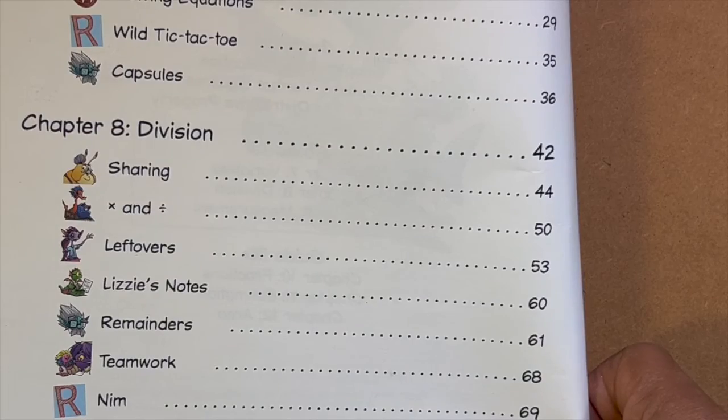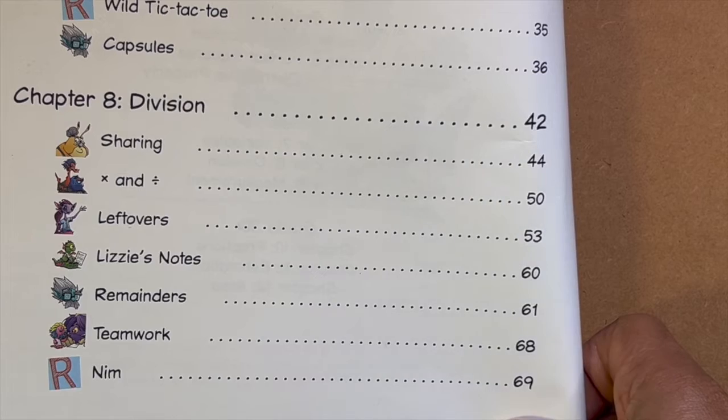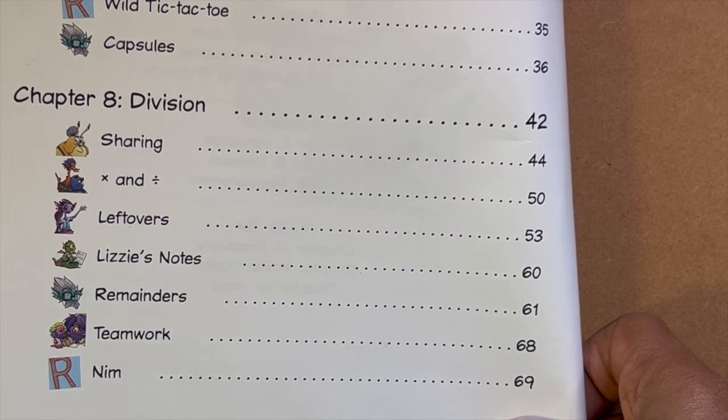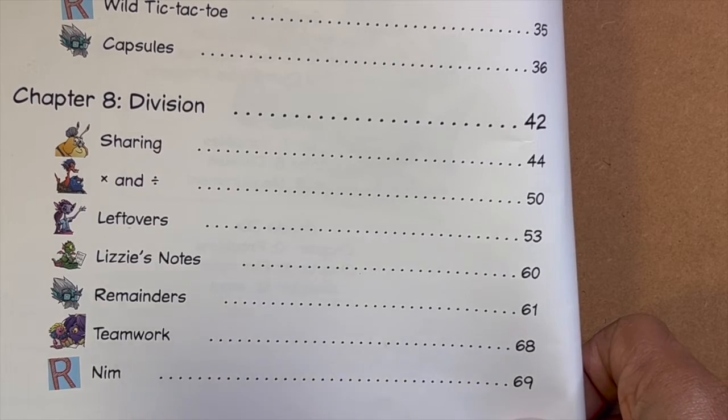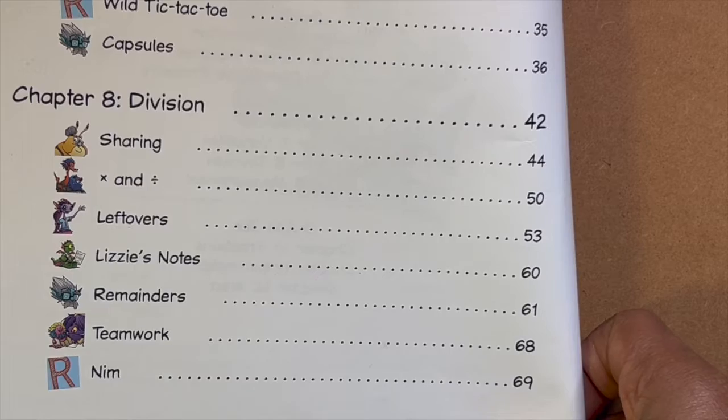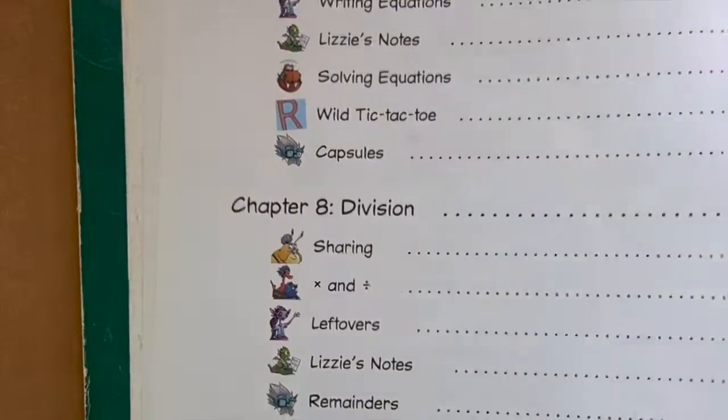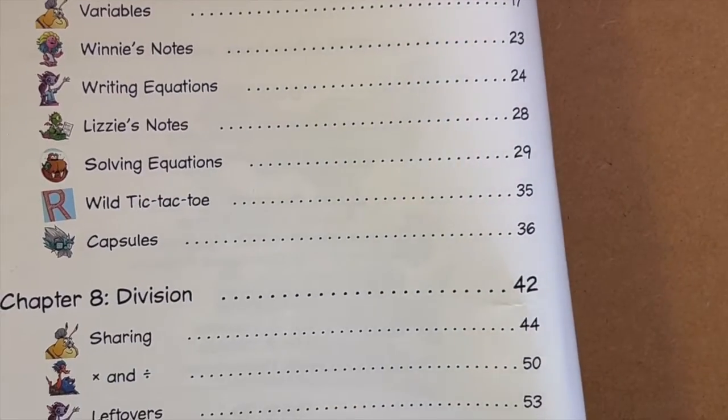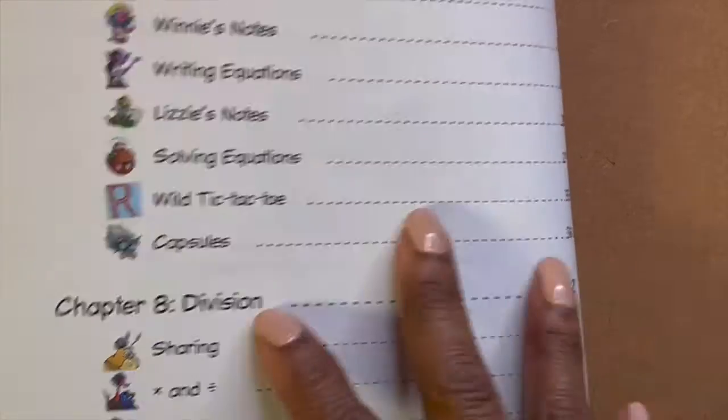Division. Okay, remainders. All more titles that mean nothing to you, but believe me, I think they have these little titles, like fiction book titles, because if they told you what the titles really were, you wouldn't open the book or you would close the book. But chapter 8 is division, okay?